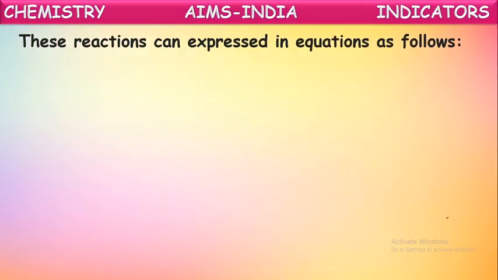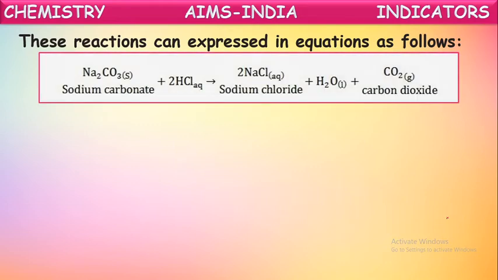These reactions can be expressed in equations also as follows. See here, sodium carbonate on reaction with aqueous HCl. This aq represents aqueous, nothing but dilute. So sodium carbonate reacts with dilute hydrochloric acid to form sodium chloride salt, water and carbon dioxide gas. We have seen the test for carbon dioxide gas also. What is that? When this carbon dioxide is passed into lime water, it turns milky.